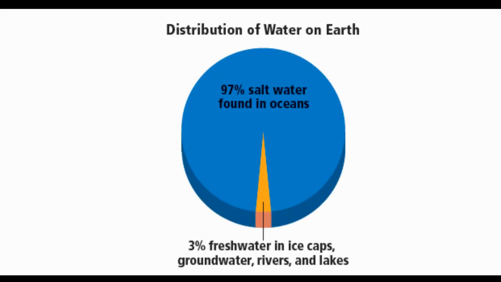So how is water distributed? We know this already. Oceans contain 97% of the water that we have on our planet. And then 3% is going to be freshwater in ice caps, Greenland, in Antarctica, and also rivers, lakes, and underground sources.